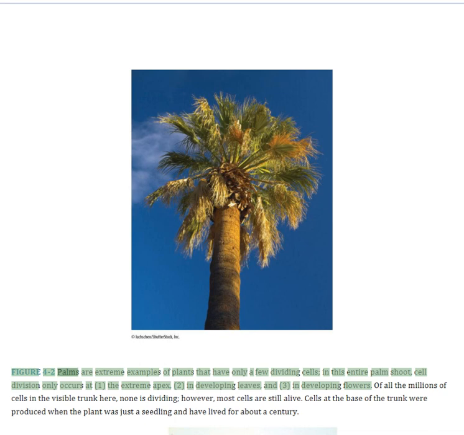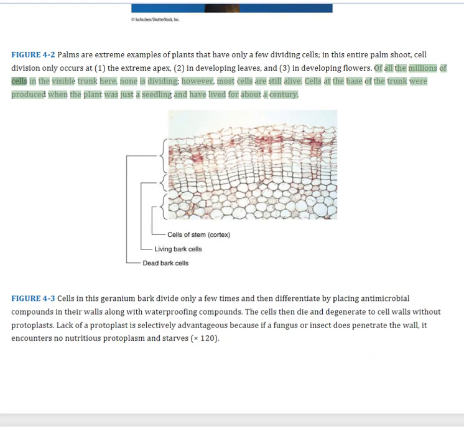Figure 4:2 Palms are extreme examples of plants that have only a few dividing cells. In this entire palm shoot, cell division only occurs at the extreme apex, in developing leaves, and in developing flowers. Of all the millions of cells in the visible trunk here, none is dividing. However, most cells are still alive. Cells at the base of the trunk were produced when the plant was just a seedling and have lived for about a century.